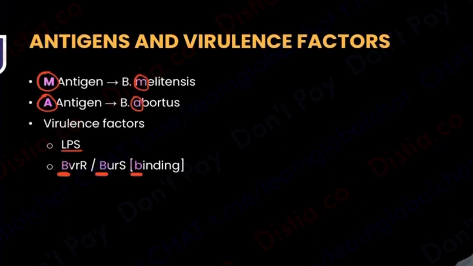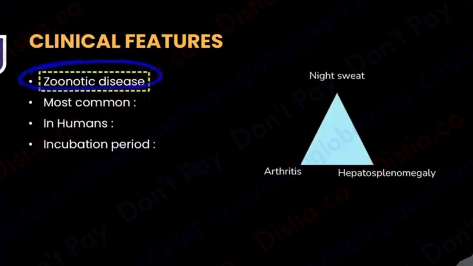So for binding, these have two molecules called BvrR and BvrS. BvrR and BvrS are two special chemicals for binding, and that's it. So remember, M antigen for melitensis, A for abortus, and BvrR and BvrS. Finally, what is this zoonotic disease? Zoonotic disease means it's coming from animals. Either it can come from direct contact or it can come from some milk product.